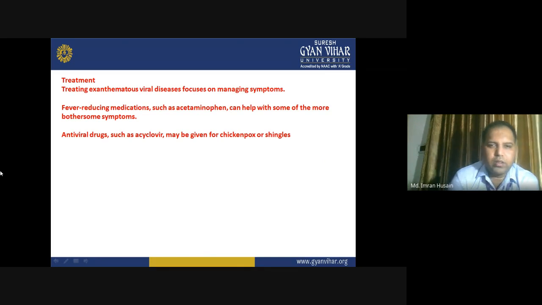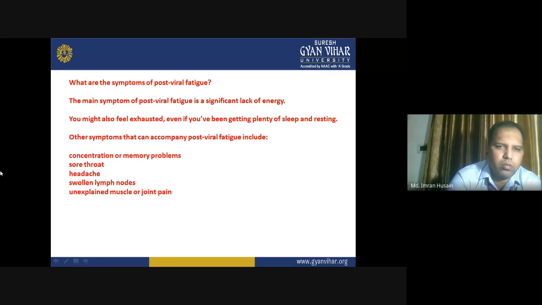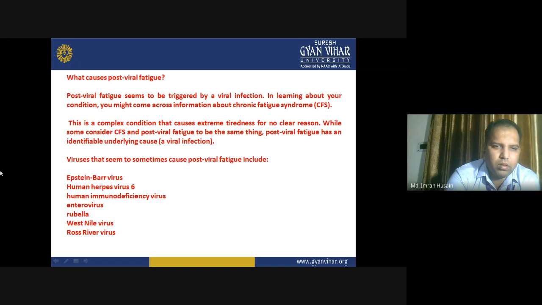Treatment that we just discussed. Antiviral drugs such as acyclovir may be given for chickenpox and shingles. Medications such as acetaminophen can help to reduce the symptoms. Treating viral disease focuses on managing symptoms. You can just focus on how you can manage those things. You cannot treat those things. Our technology is not much developed.